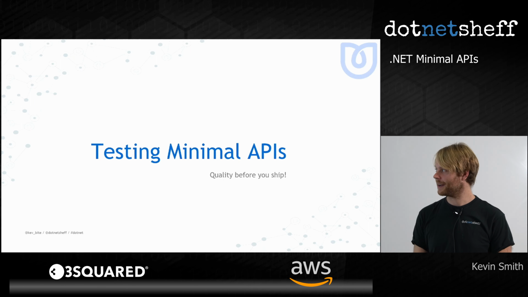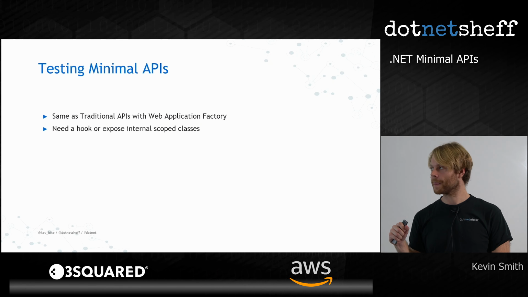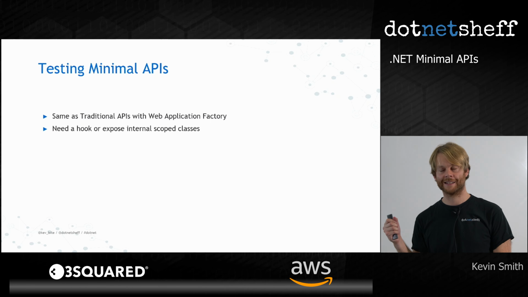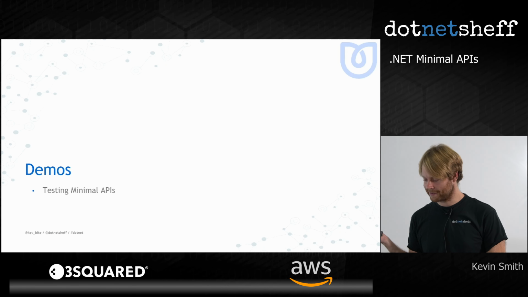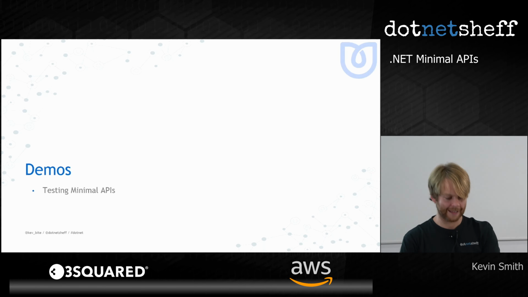The next bit is testing minimal APIs. And with testing, it's just the same as before. You test minimal APIs exactly the same as normal ASP.NET controllers, because it flows down the same bit of middleware. The only difference is you need something publicly exposed to hook onto, which the WebApplicationFactory can use. And that's pretty much it. I'll just give you a quick demo of the testing of it, and then we'll wrap up.